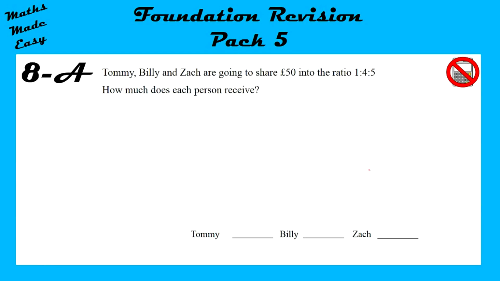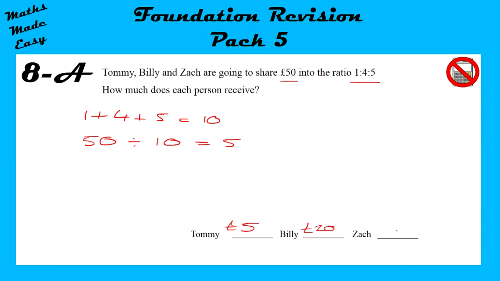8a. So first thing I'm going to need to do is to take my ratio and add up all of the bits together on this. So 1 plus 4 plus 5 equals 10. Then I'm going to take the total amount, 50, and I'm going to divide that by the value I just got. So 50 divided by 10 is 5. That represents one of the parts, and I can see that Tommy gets one of the parts, so that's £5. Billy gets 4 of the parts, so it's 4 lots of 5 or £20. And Zach gets 5 of the parts, so 5 times 5, which is £25.